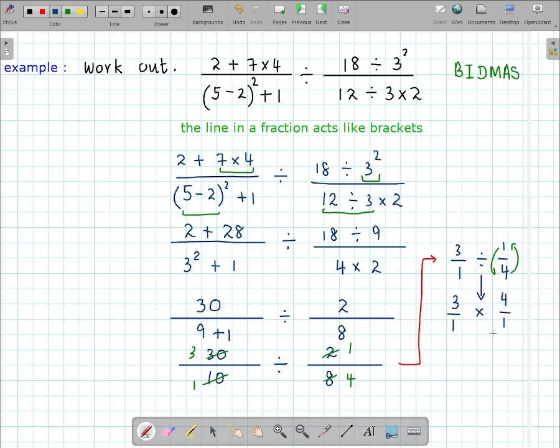Then we have two fractions, denominator, denominator, numerator, numerator, multiply. 1 times 1, 1, 3 times 4, 12. 12 over 1, that is 12.